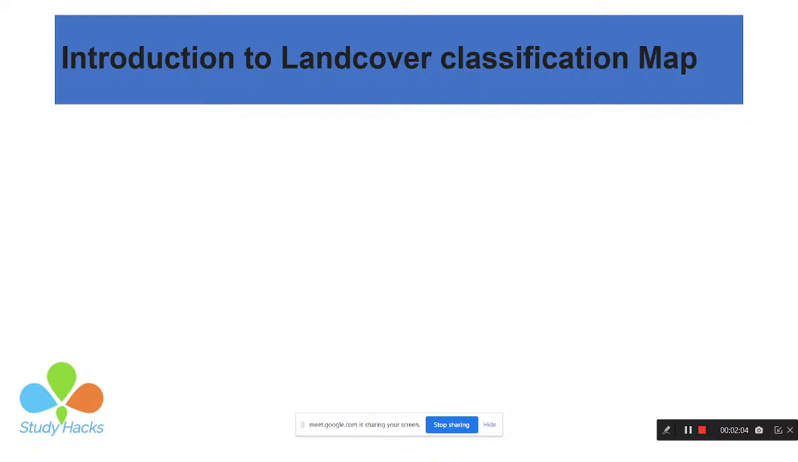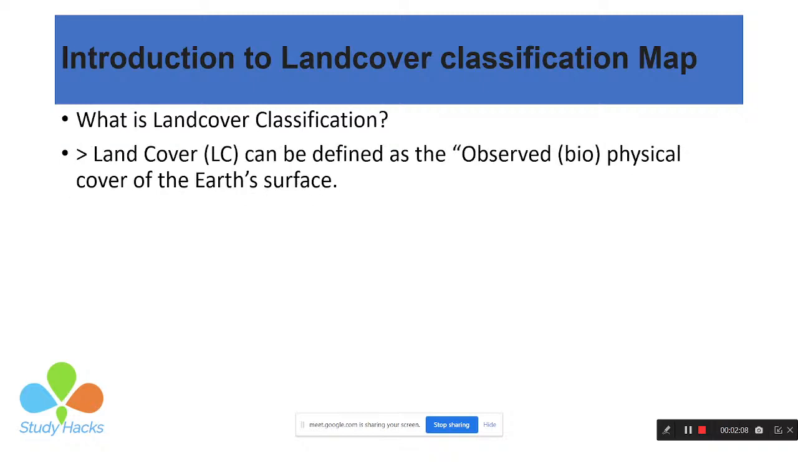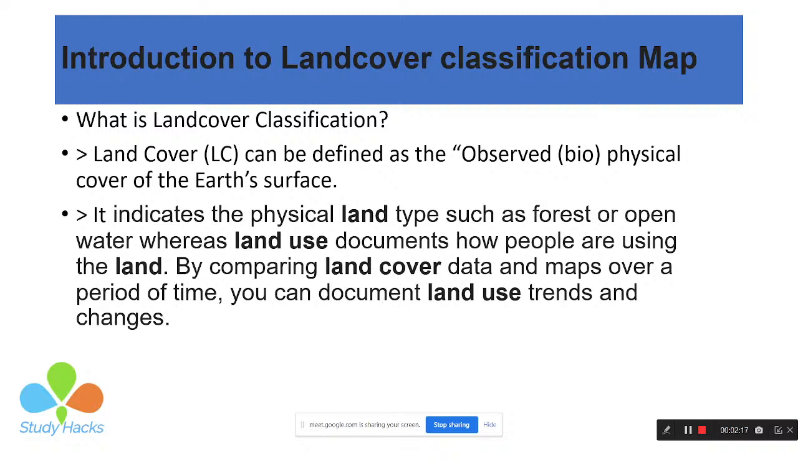So first of all, the introduction to the land cover classification map. Mainly we can use the land cover data. Basically it observes the biophysical cover of the earth's surface, and we can use the land use and land cover data to document land use trends and change.